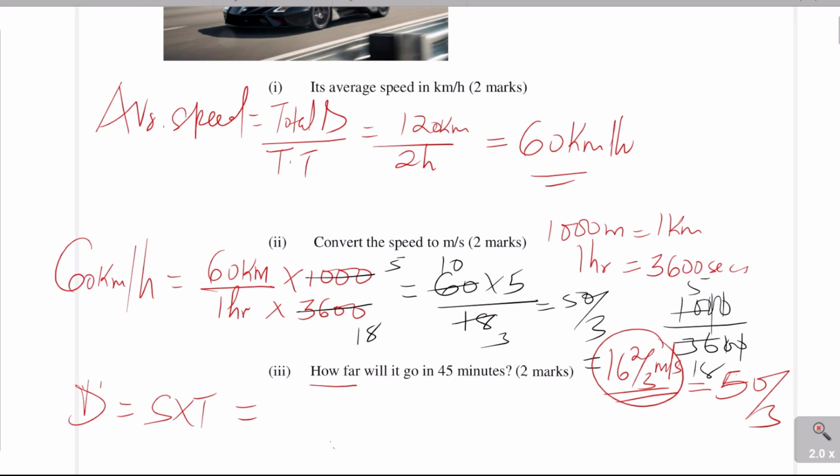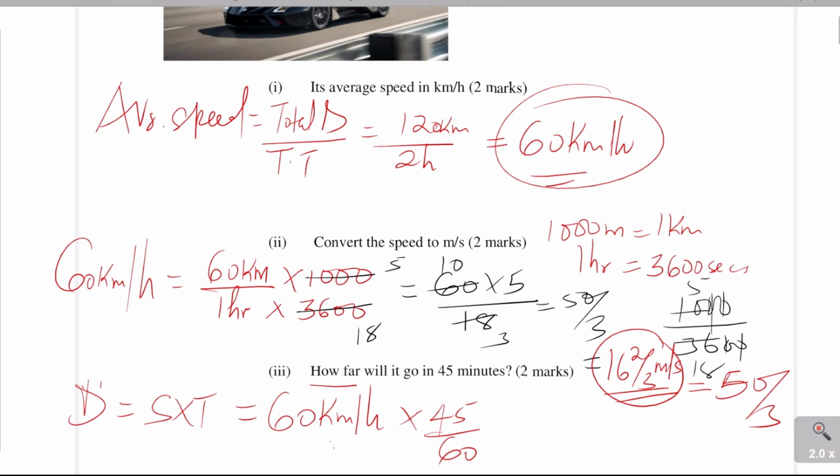Or you can decide to use the speed in kilometers per hour. That is what I'm going to use, speed in kilometers per hour. And then I multiply by time, the time taken in hours. So I have 45 minutes. So in order to convert that to hours, I will divide by 60 so that you can end up with kilometers. So that is one way.